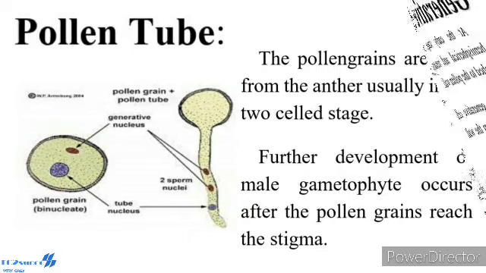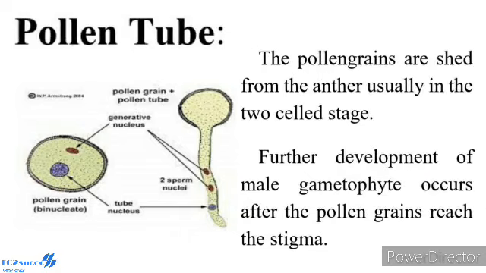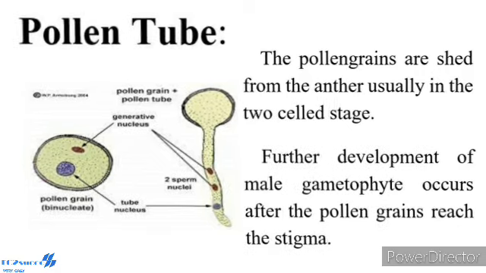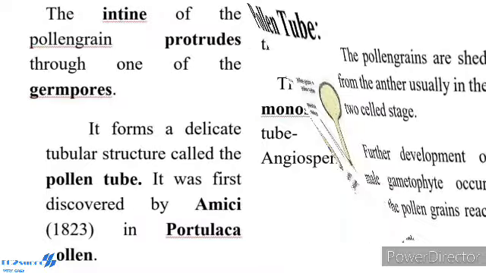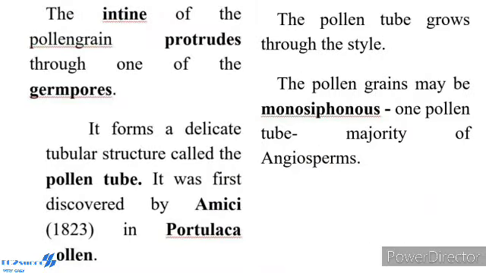Another one, the pollen tube. The pollen grain shed from the anther is usually in the two-celled stage, that is vegetative and generative cell. The development of the male gametophyte occurs after the pollen grain reaches the stigma. The intine of the pollen grain protrudes through one of the germ pores. It forms a delicate tubular structure called the pollen tube. It was first discovered by Amici in the year 1823 in Portulaca, Poland. The pollen tube grows through the style.